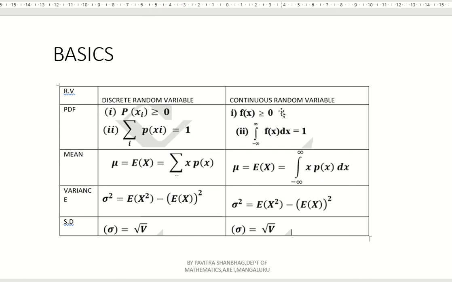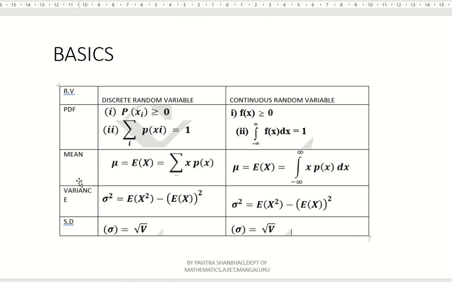And what about a continuous random variable? The function is f of x greater than or equal to 0, and the integral of f of x dx, with limits from minus infinity to plus infinity, equals 1. Here the only difference is that for discrete we use summation, and for continuous we use integration.